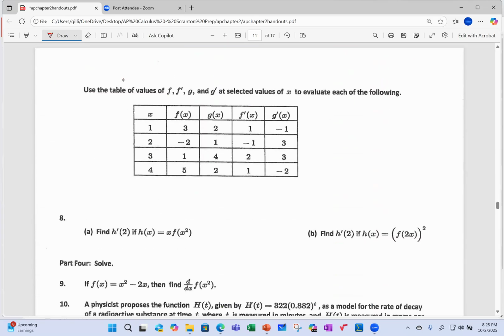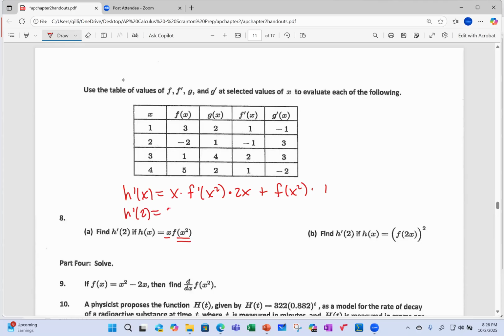Number 8, h prime of x would actually be a product rule. It'd be the first times the derivative of the second, which is f prime of x squared times 2x, plus the second, which is f of x squared, times the derivative of x, which is 1. So that is a product rule: the first times the derivative of the second, plus the second times the derivative of the first.